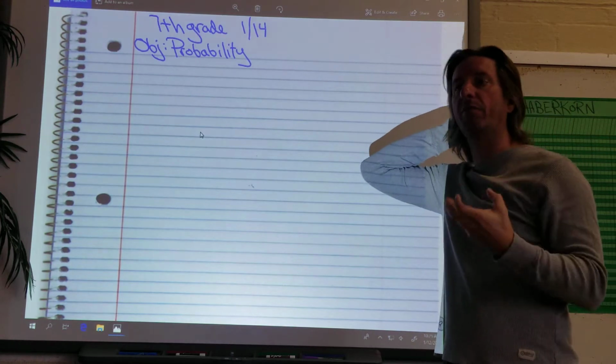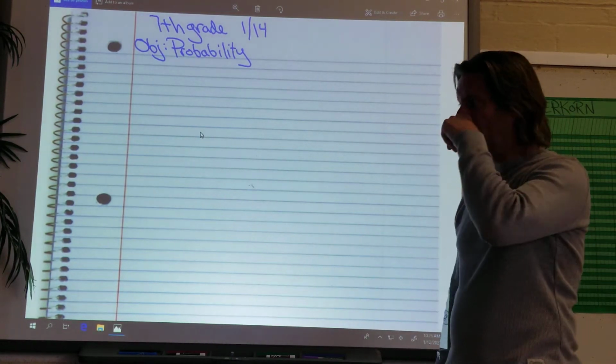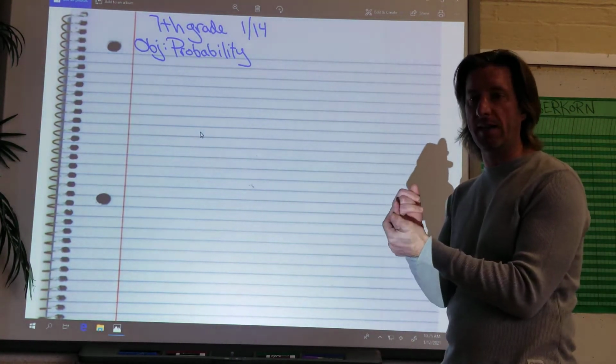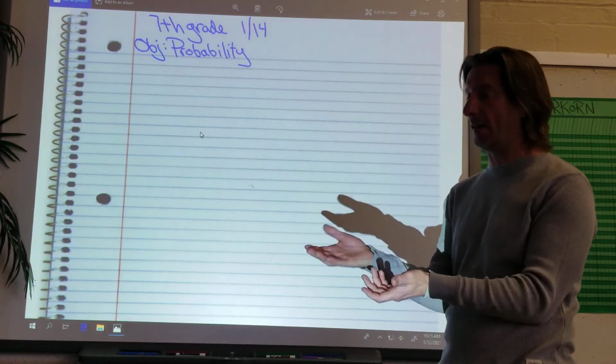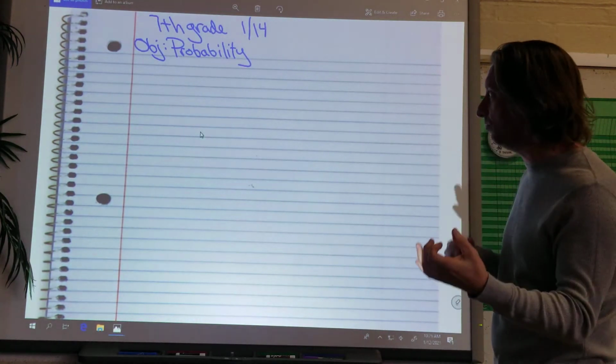So the probability of rolling a 1 is 1 out of 6. The probability of rolling a 2 is 1 out of 6. Probability of rolling a 6 is 1 out of 6, okay? So they're all the same. They all have the same chances.